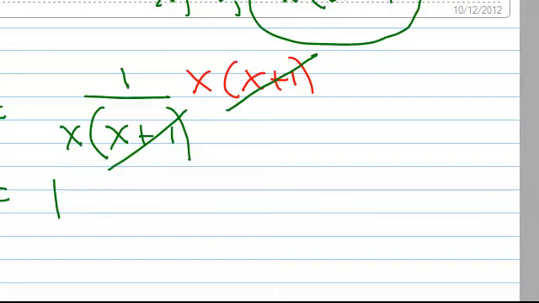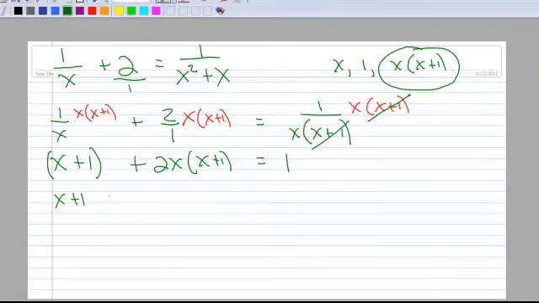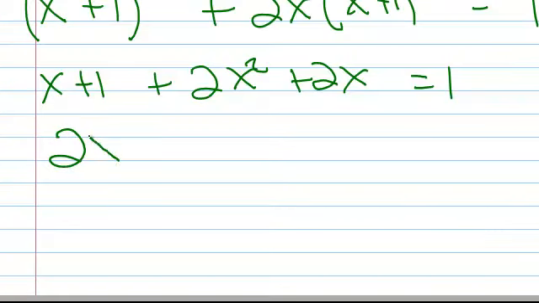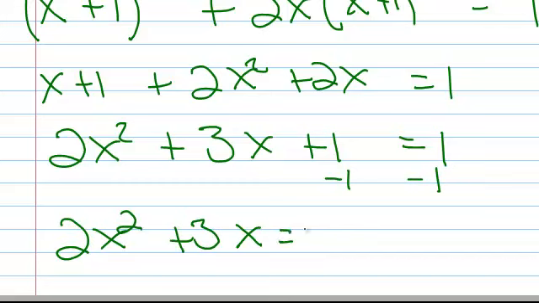And then let's just go ahead and multiply this middle term out, and let's drop parentheses and combine like terms. So I get 2x squared plus 2x equals 1. Combining like terms and rearranging the order, I have 2x squared plus 1x and 2x's are 3x's, and then I have plus 1, and this equals 1. Let's subtract 1 from both sides. So now I have 2x squared plus 3x equals 0. So this is what we have to solve.